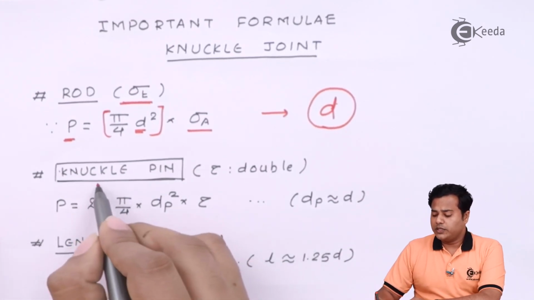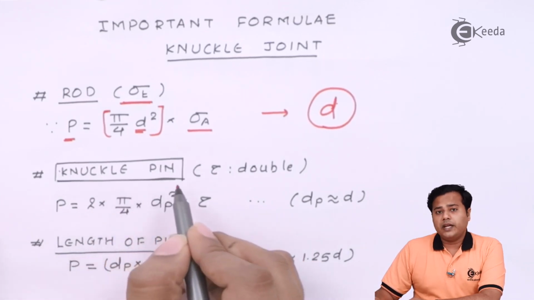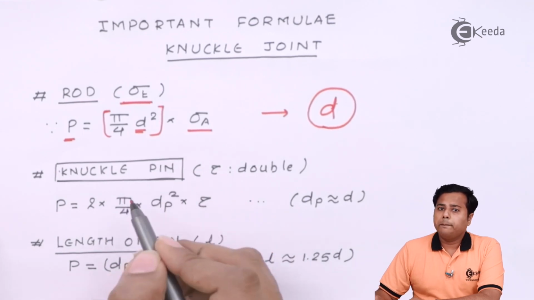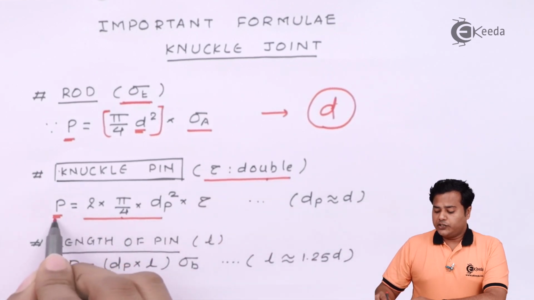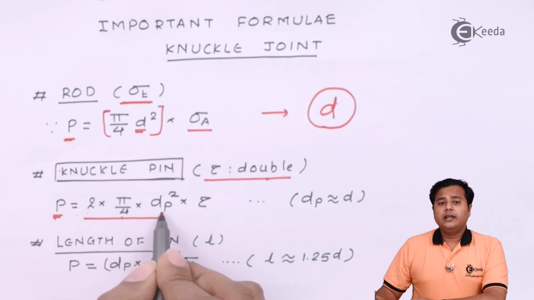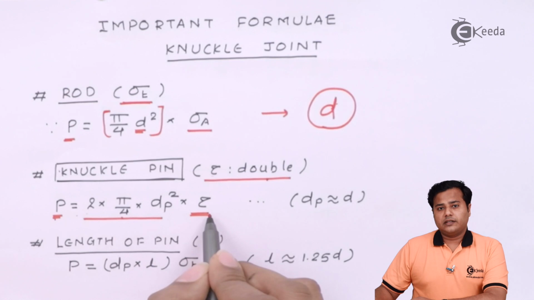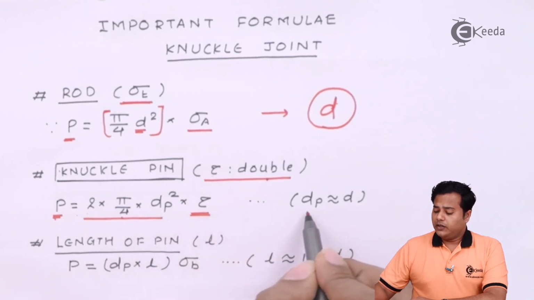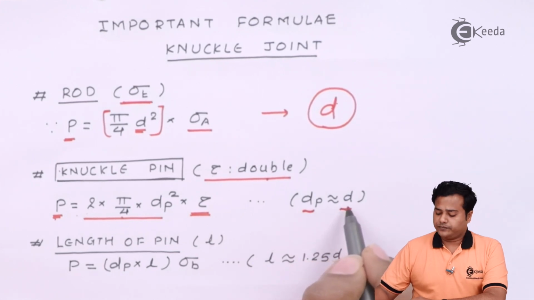So first part comes to us, which is knuckle pin design. Now we know that the knuckle pin may fail in double shear, or it may fail in bending. We know that it's the double shear, and that's why the axial load will be given by twice the projected area, where DP is the diameter of the knuckle pin and tau is the shear strength. Many a times it was found, or it can be assumed, that the diameter of the knuckle pin is almost equal to the diameter of rod.